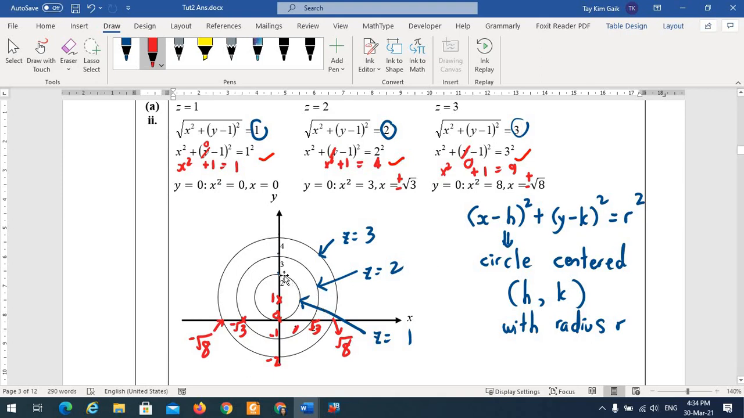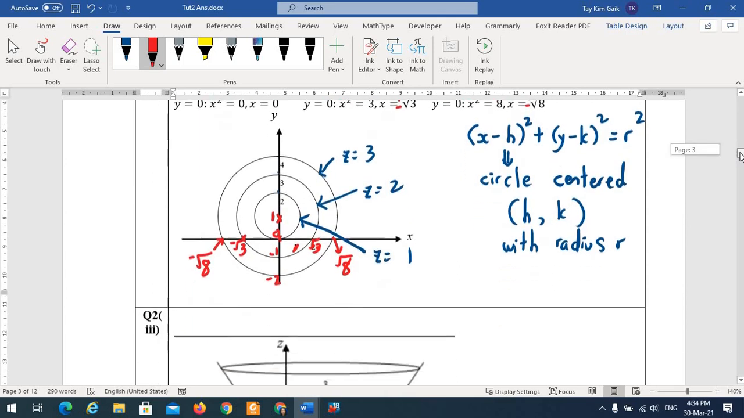So this is z equal to 1, a circle with radius 1 unit, z equal to 2, a circle with radius 2 units, z equal to 3, a circle with radius 3 units. And make sure you label all your xy intercepts properly. And this is a level curve to get the 3D graph.